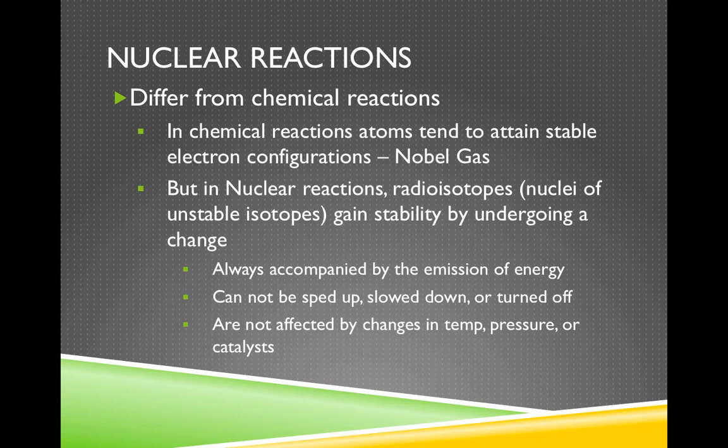Okay, nuclear reactions differ from chemical reactions. In chemical reactions, atoms tend to attain stable electron configurations. Everybody wants to be like a noble gas. Everyone wants to follow the rule of 8. So we have ionic compounds that share and steal electrons to get to be a neutral compound, and then we have covalent compounds that share electrons in order to get to be like a noble gas.